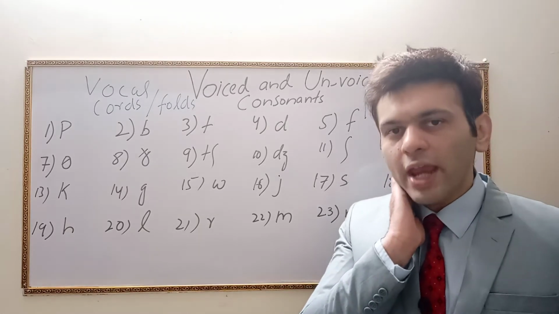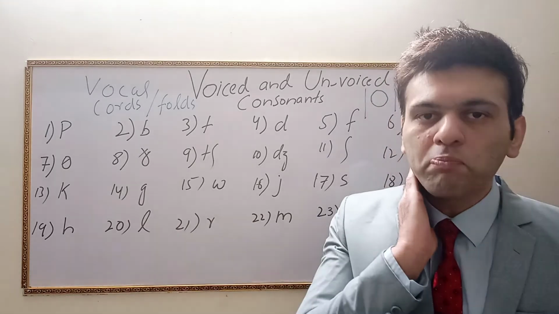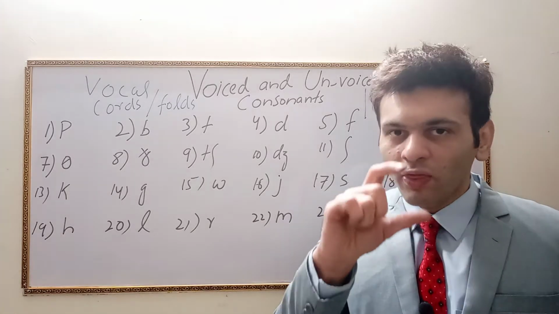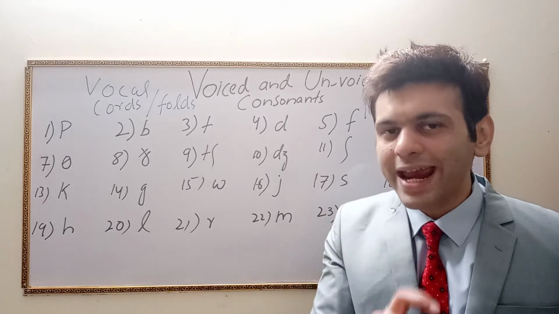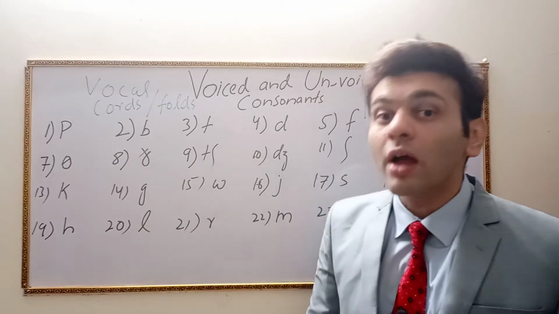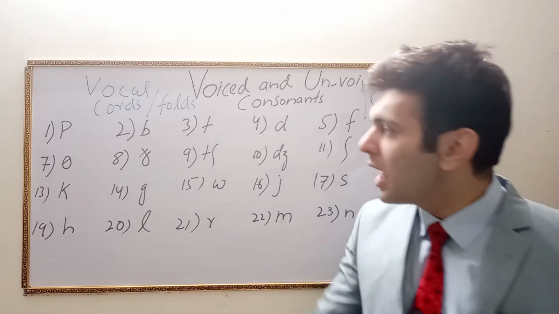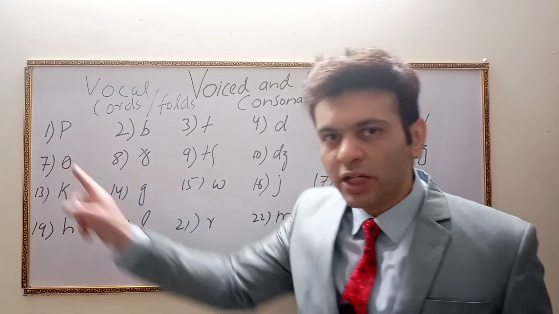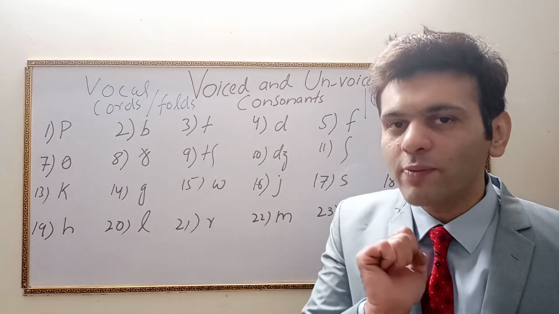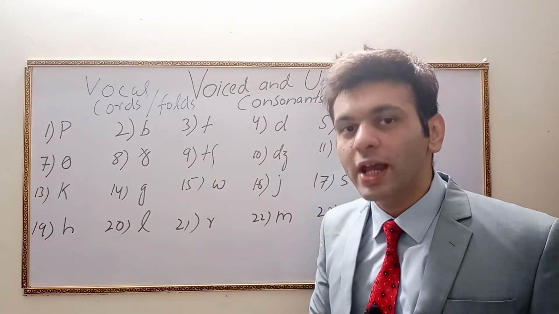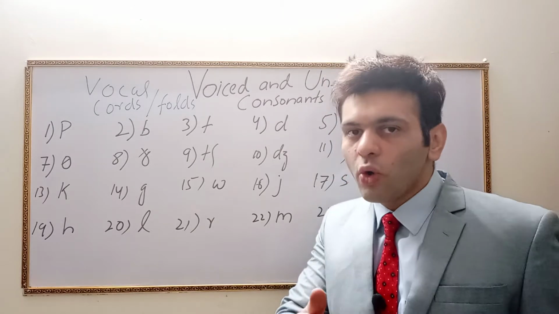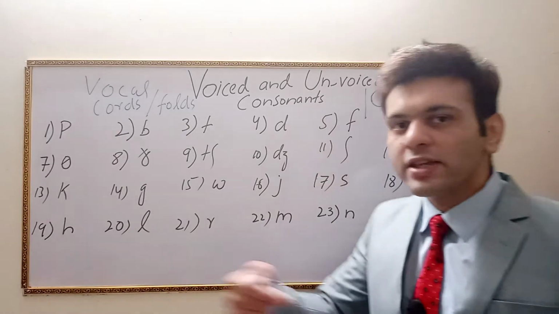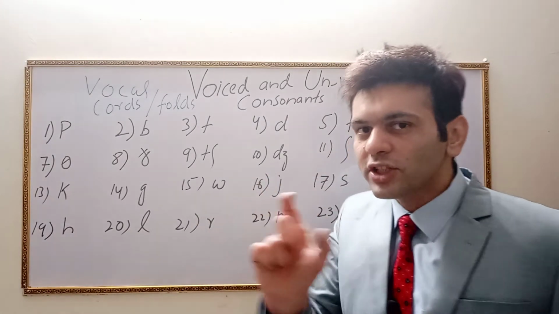But when you say, or the moment you begin with the B sound, you feel a kind of vibration in your neck. That particular vibration indicates that P is your voiceless or unvoiced phoneme and B is your voiced phoneme. Why? Because in the P consonant you do not feel any vibration, and in B you feel a particular vibration. So let's start and understand these consonants vis-a-vis voiced and voiceless distinction.